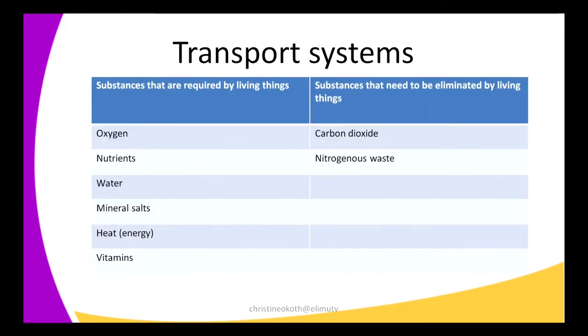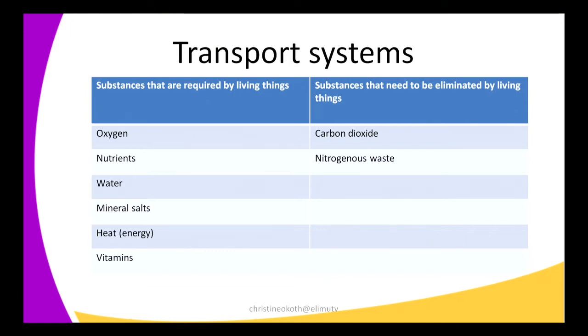So we're going to look at the substances which are transported within the transport system. For example, we have oxygen, which is transported inside organisms. In human beings, we need oxygen for the process of respiration, that is breaking down of materials using oxygen so that it can release energy which can be used by human beings for other functions.